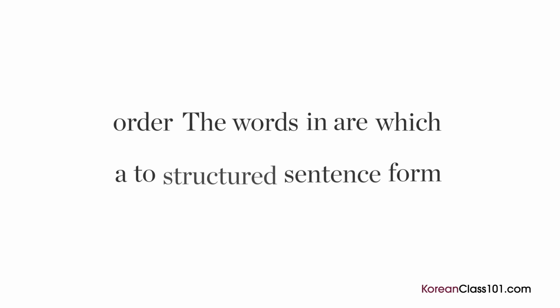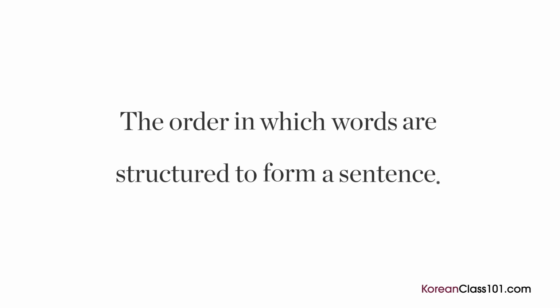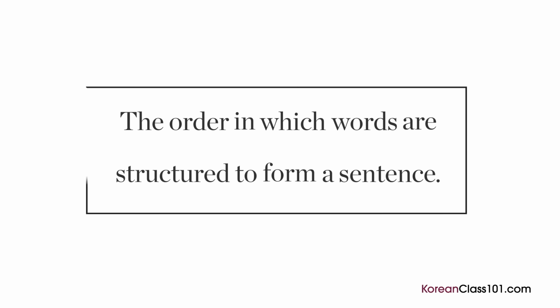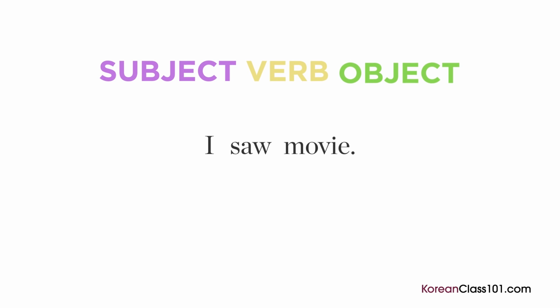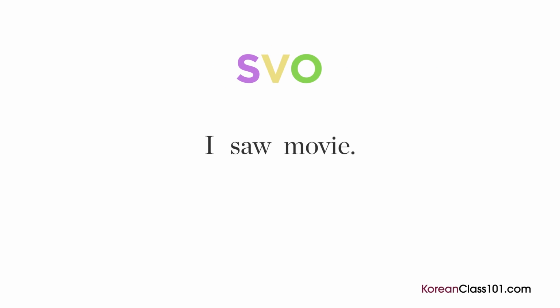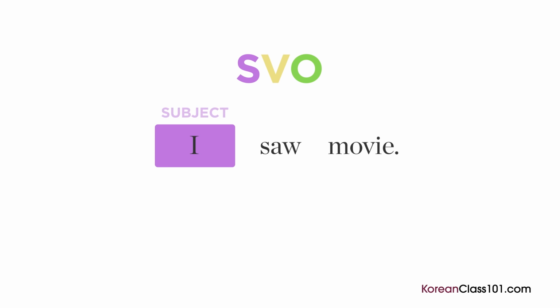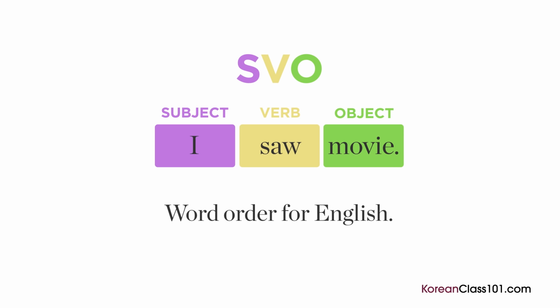Word order refers to the order in which words are structured to form a sentence in a given language. Consider the English sentence, I saw a movie. But first, let's remove the article a here for simplicity. So we're just left with I saw movie. The basic word order for English is subject, verb, object, or SVO for short. If we break down the English sentence, I saw a movie, we can see that the subject I is presented first, followed by the verb saw, and then finally the object movie is positioned last. This is the basic word order for sentences in English.